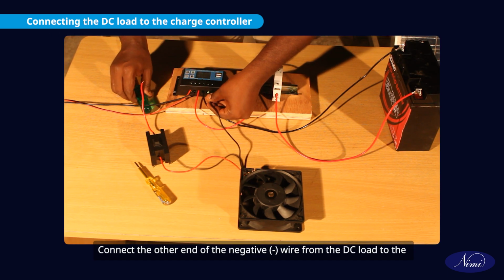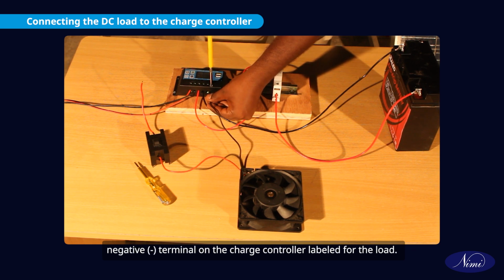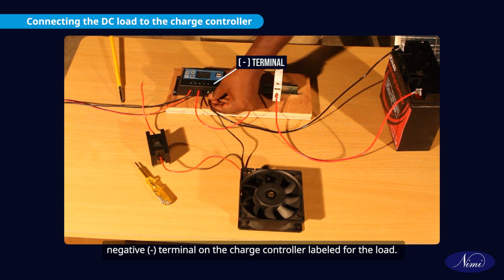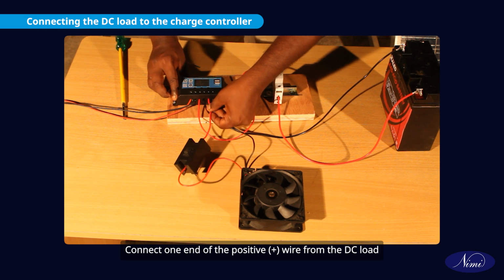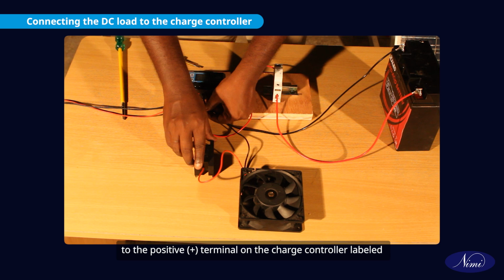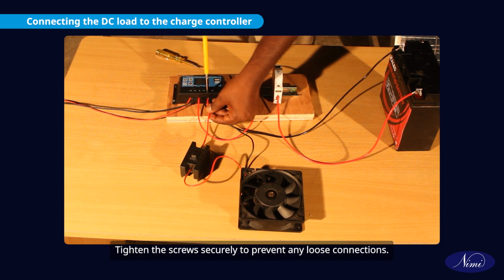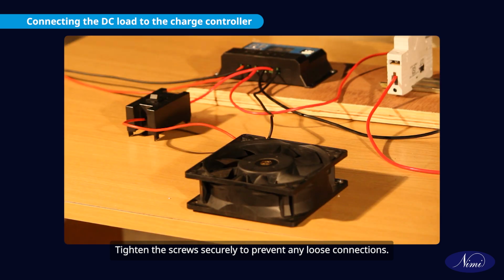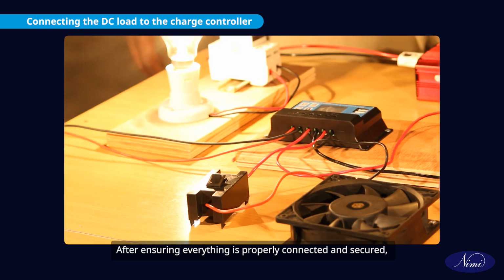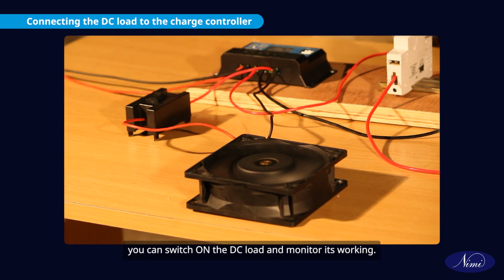Connect the other end of the negative wire from the DC load to the negative terminal on the charge controller labeled for the load. Connect one end of the positive wire from the DC load to the positive terminal on the charge controller labeled for the load through the switch. Tighten the screws securely to prevent any loose connections. After ensuring everything is properly connected and secured, you can switch on the DC load and monitor its working.